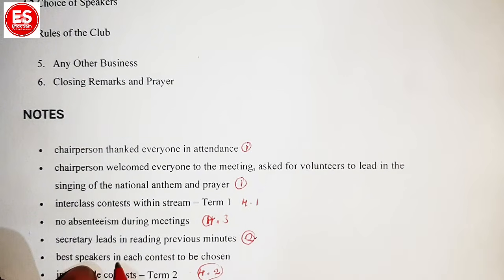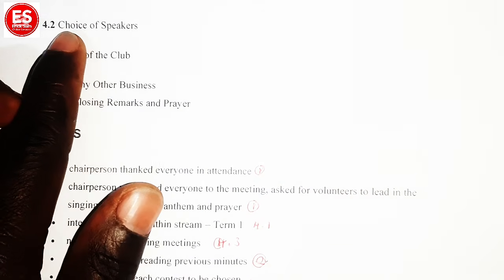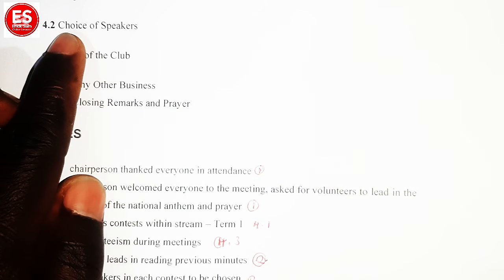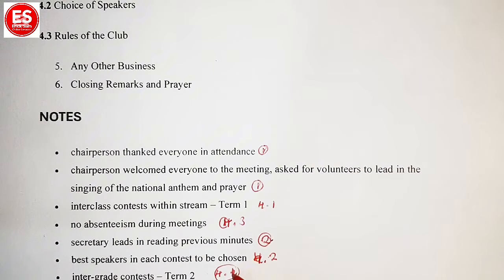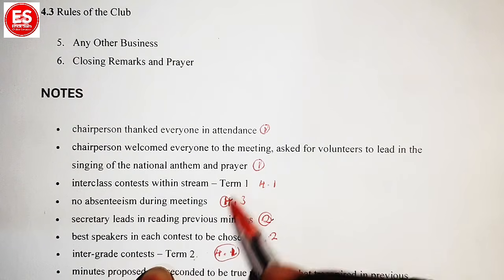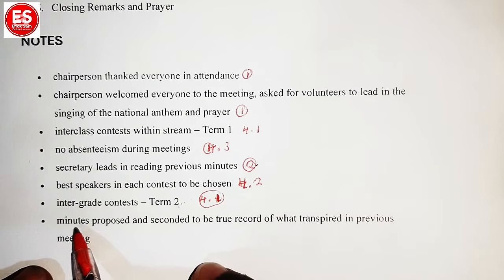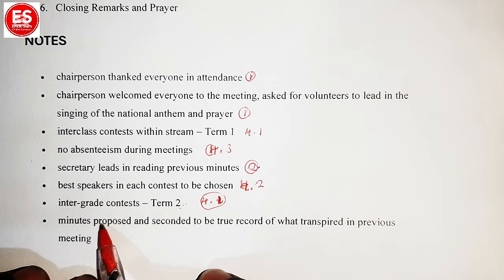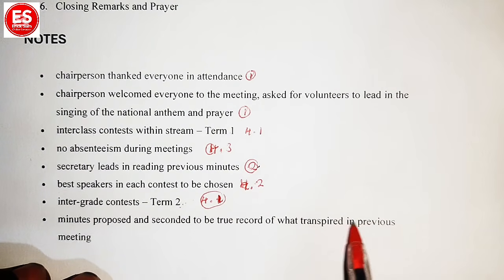Best speaker in each contest to be chosen. This is 4, choice. So 4.2. And this one is supposed to be 4.1 because it goes with term 1, term 2. So these are in the same category, 4.1. Okay. Then we go to minutes proposed and seconded to be true of what transpired in the previous meeting.